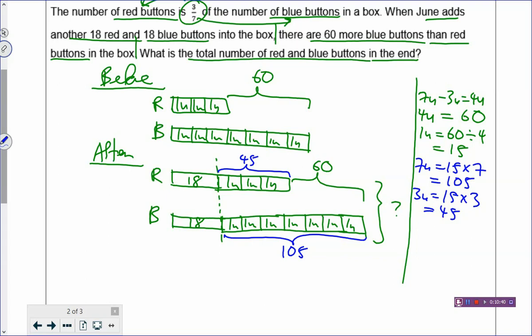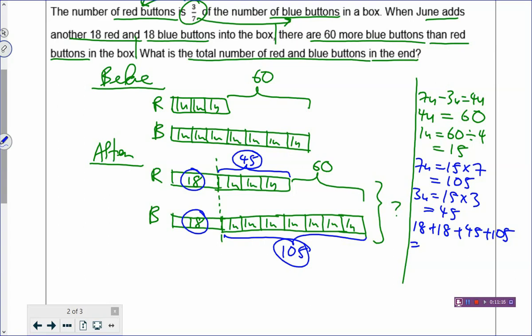Okay, and now can you find the total marbles in the end? You just take 18 plus 18 plus 45 and plus 105. Okay, and that's how you get the total marbles in the end. Alright, so let's work out. There's a lot of numbers to add. So 18 plus 18 plus 45 and plus 105. So how many marbles are there all together?